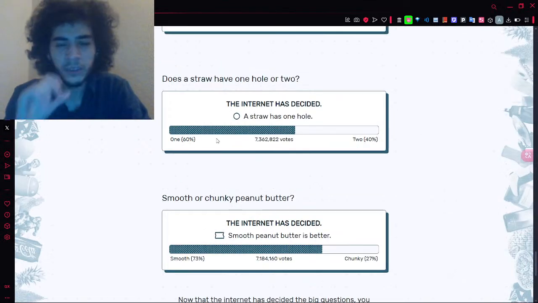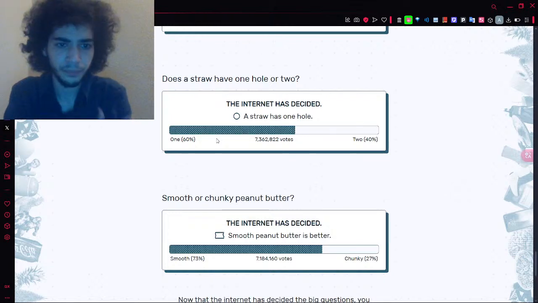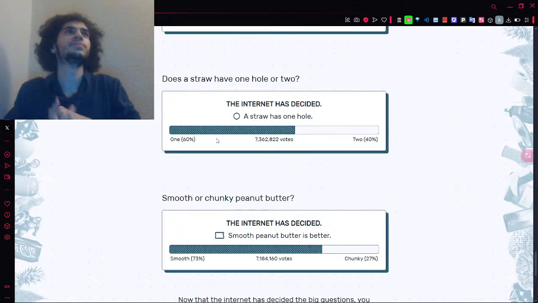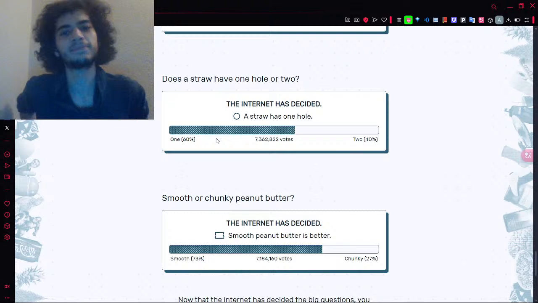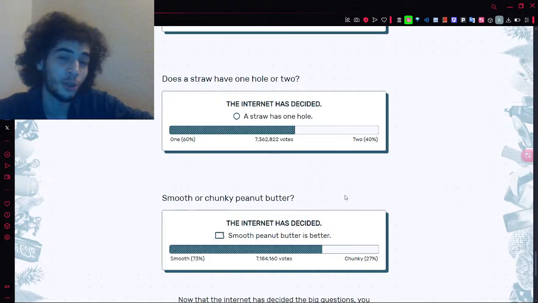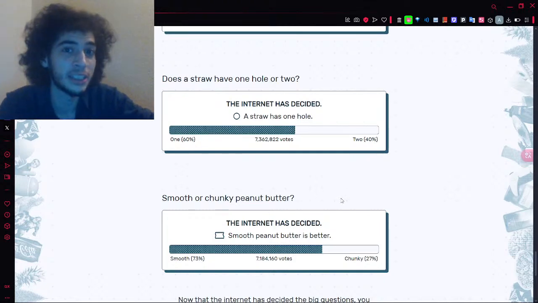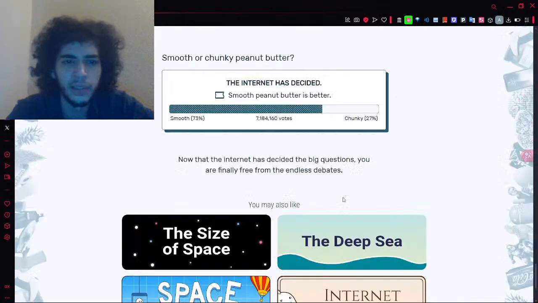Anyway, does the straw have one hole or two? It depends on how you look at it, but it has two holes. I mean, it has one hole and it also has two holes. It has both.